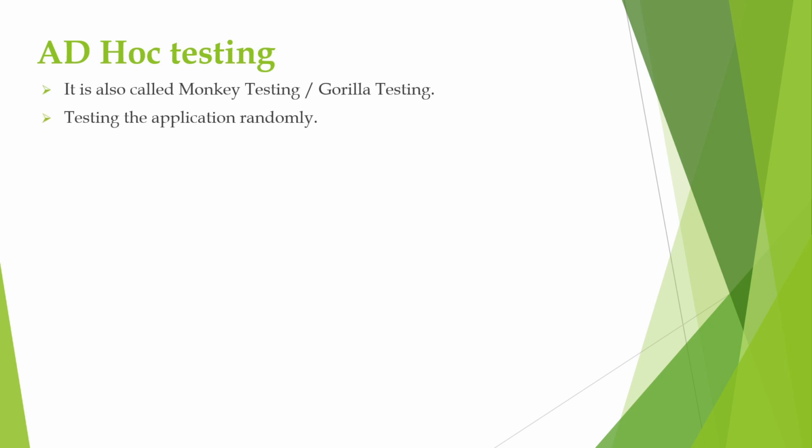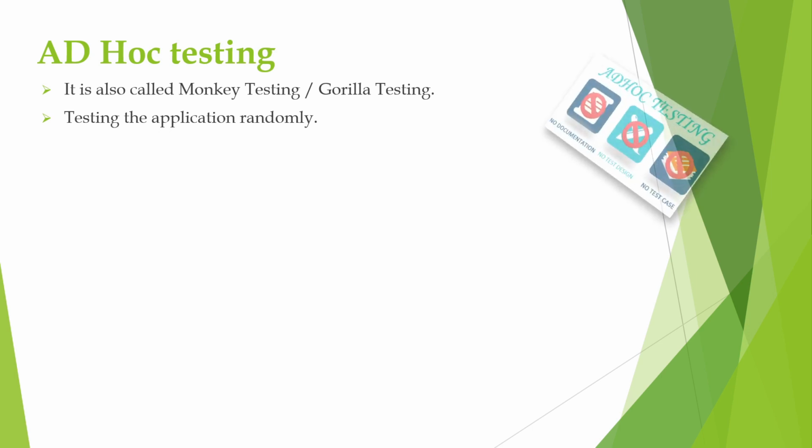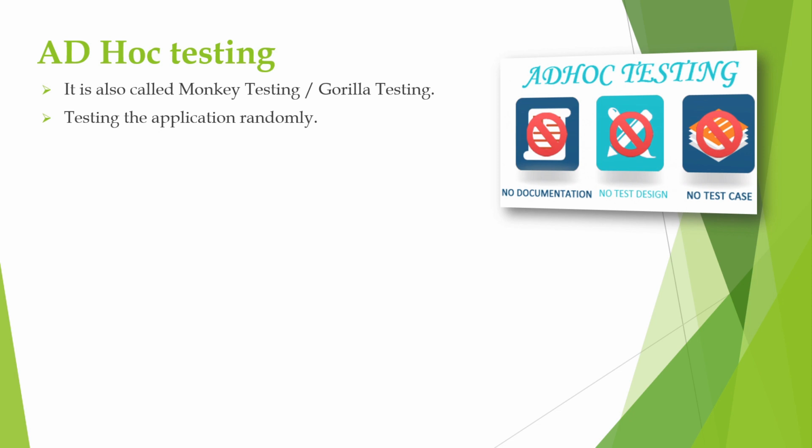Good day to everyone. In this video, we'll learn about ad hoc testing. Now, what does ad hoc testing mean? Ad hoc testing is the testing of an application randomly without following any requirements or procedure. It is called ad hoc testing. It is also called monkey testing and gorilla testing.